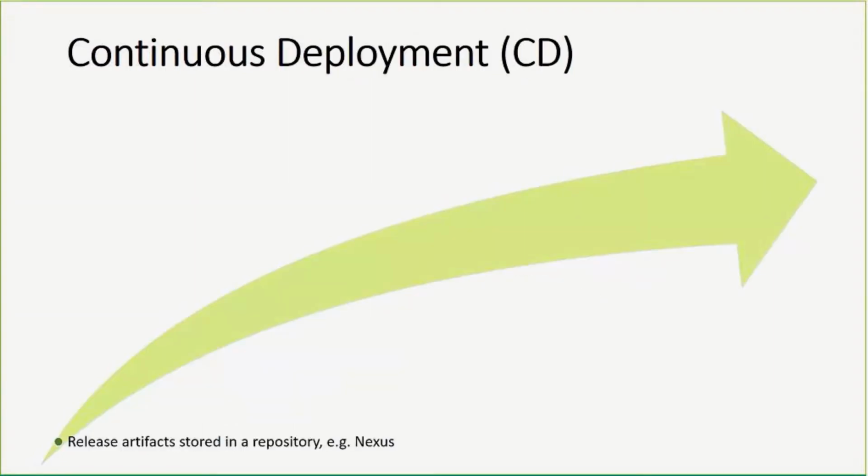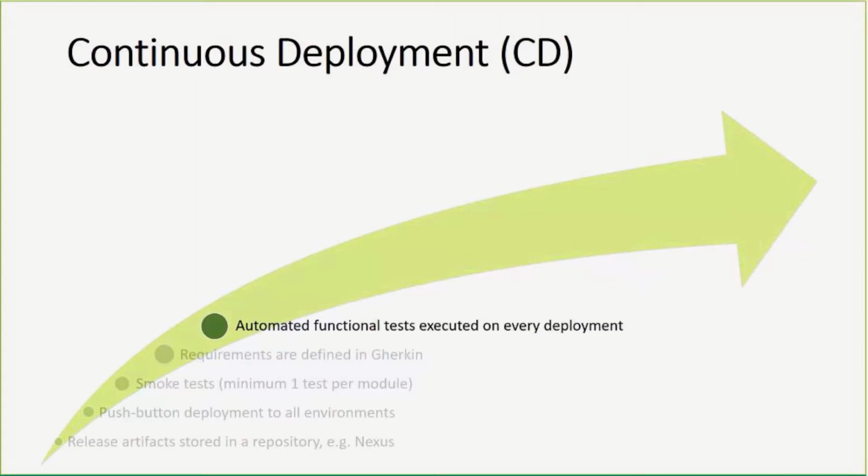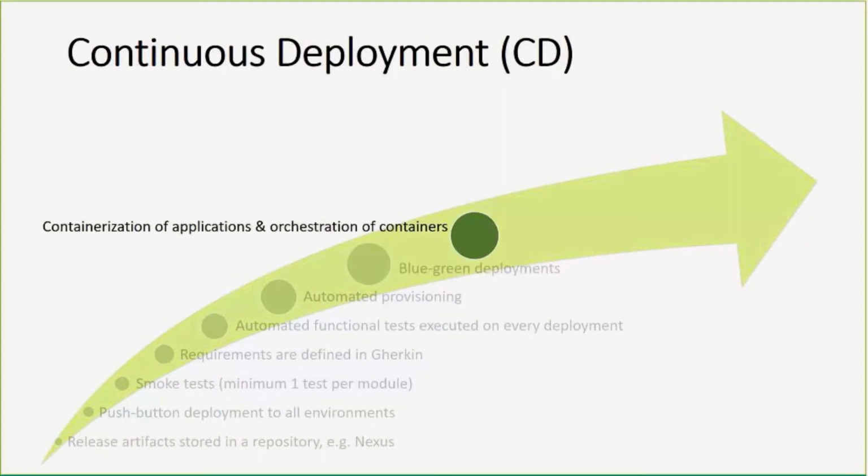Okay, I'm going to just step quickly through then to continuous development. We need release artifacts stored in the repository, something like Nexus. We want push button deployment to all our environments. We need smoke tests, requirements are defined in Gherkin. I'm going to share these slides, so I'm not going to step through all of these in the interest of time, but all of these points, I believe, are important in order to reach the nirvana that we're aiming for, where we can be really competitive in our deployments.